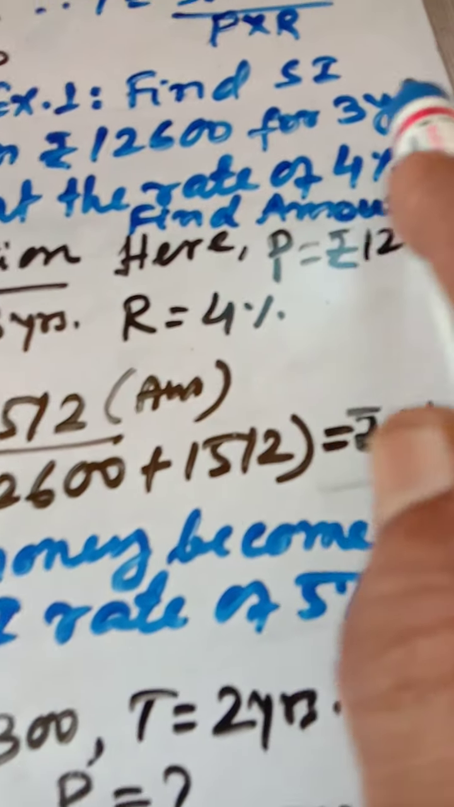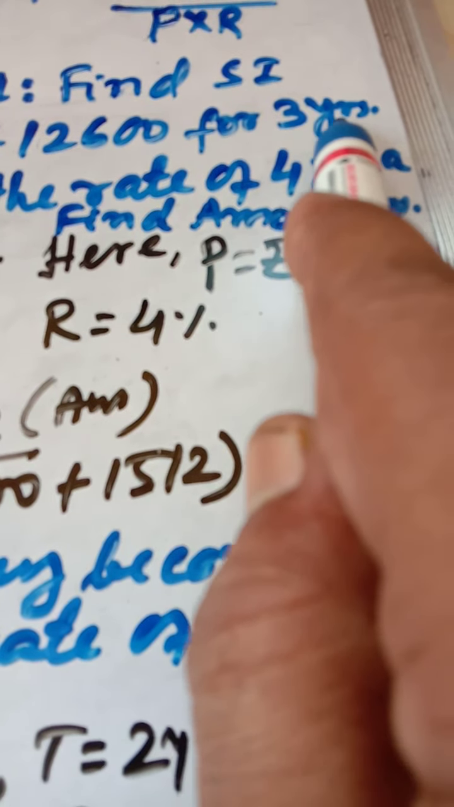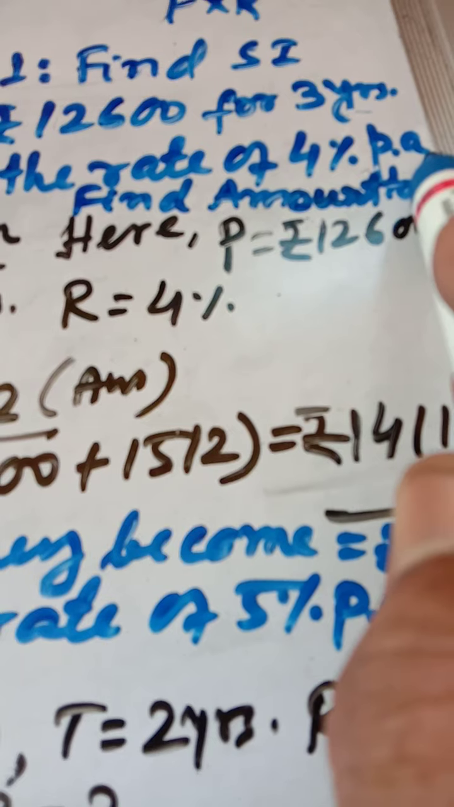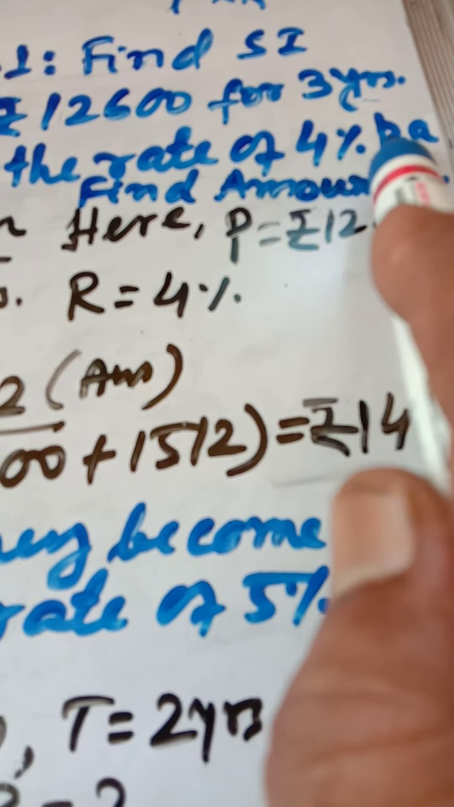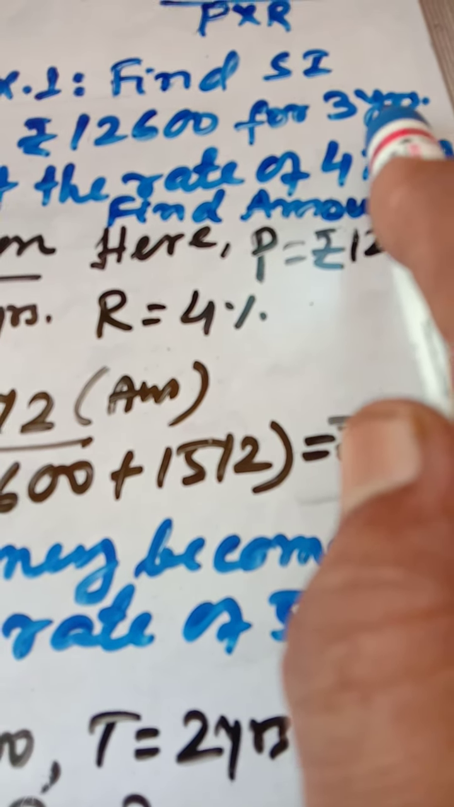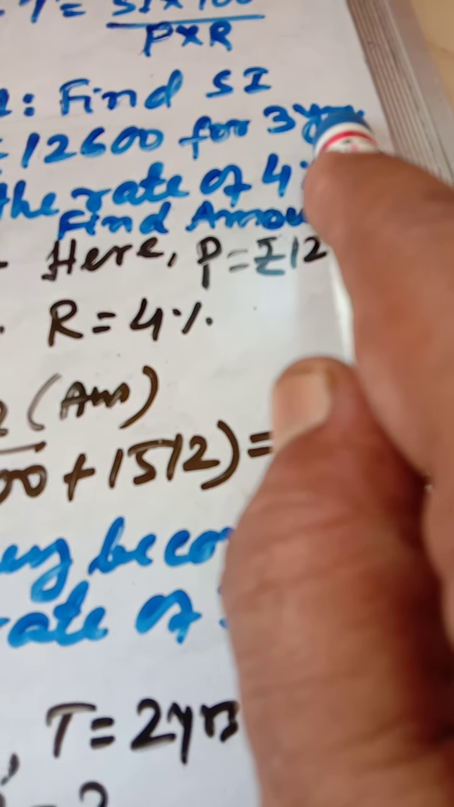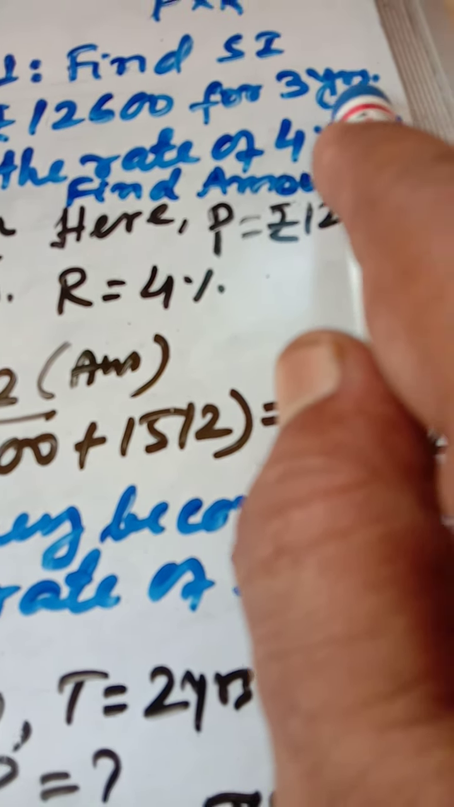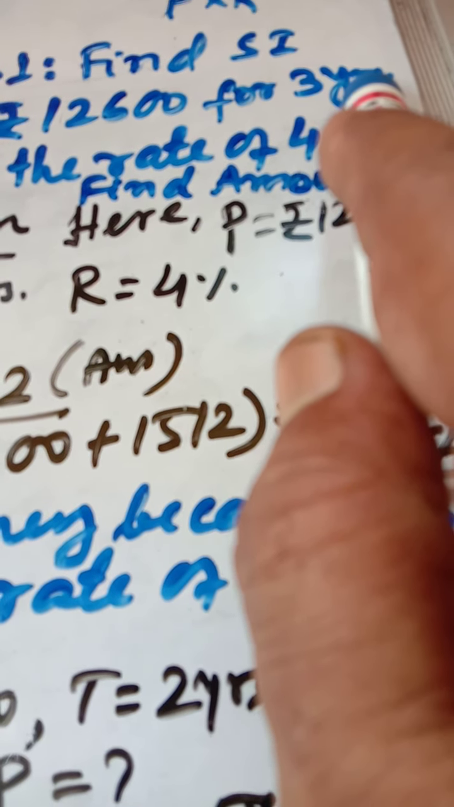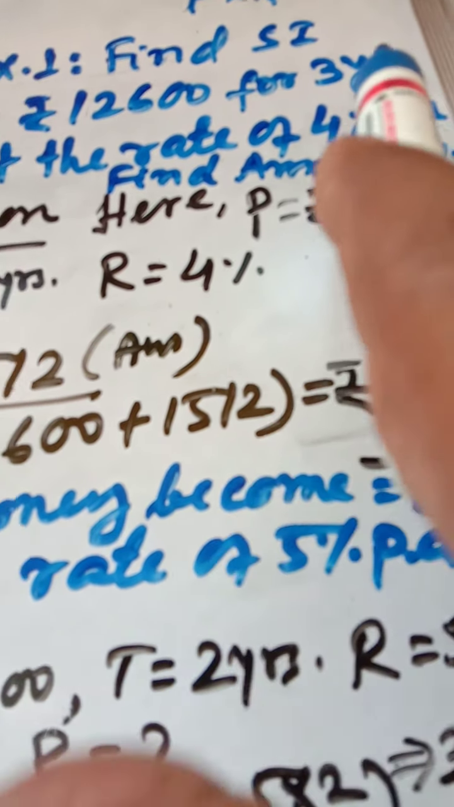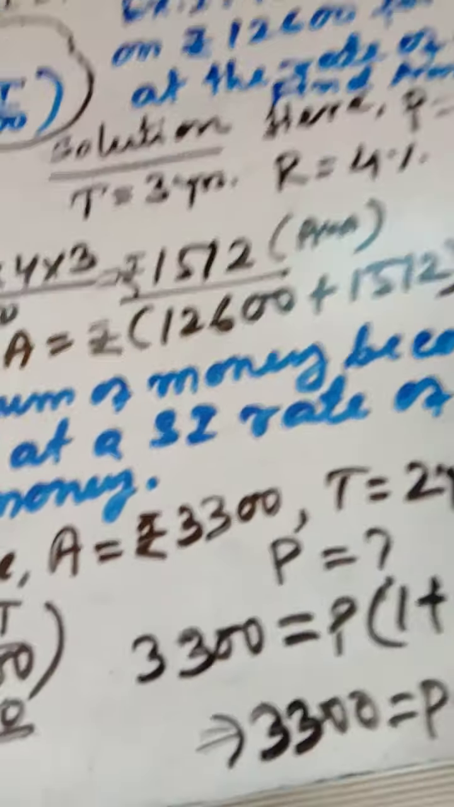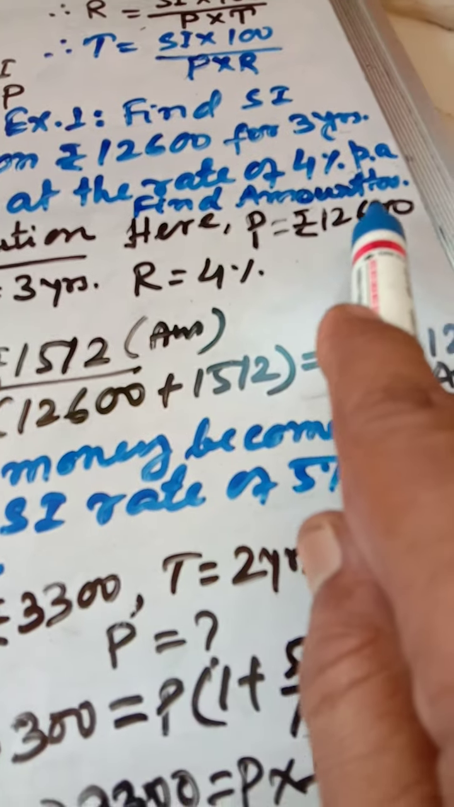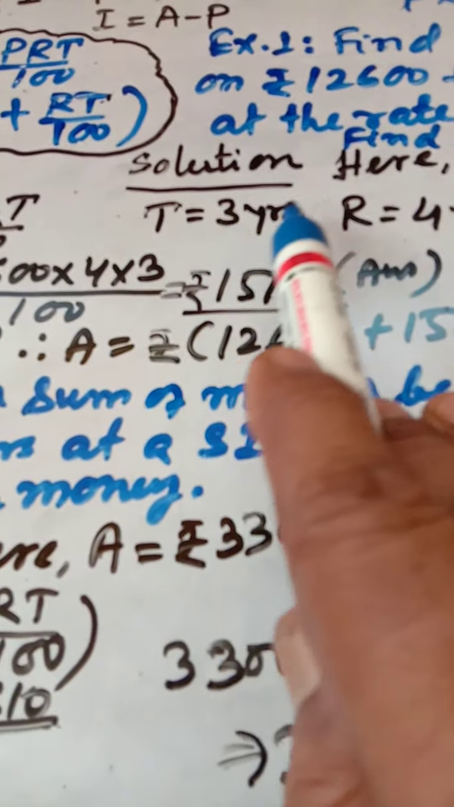Could you understand me? When the rate is given per annum, time has to be in years. Conversely, when the rate percentage is given per annum, then time has to be converted into years. You can convert months by dividing by 12, and days you can convert by dividing by 365, including leap year. In general we call it so. Here P is given, T is given, and R is given.